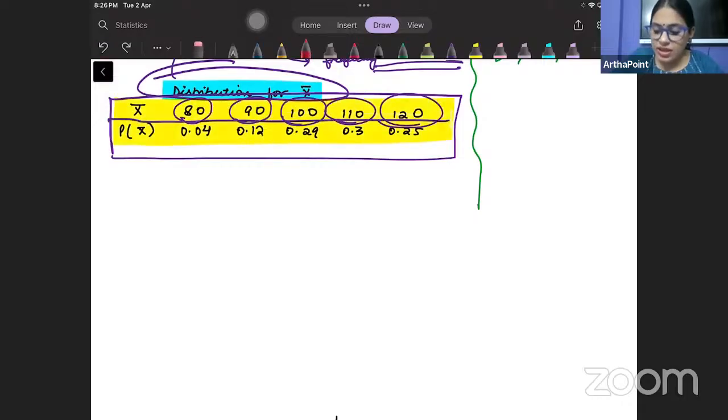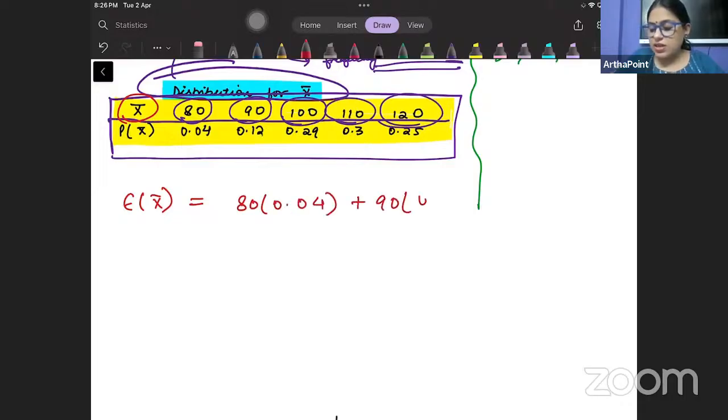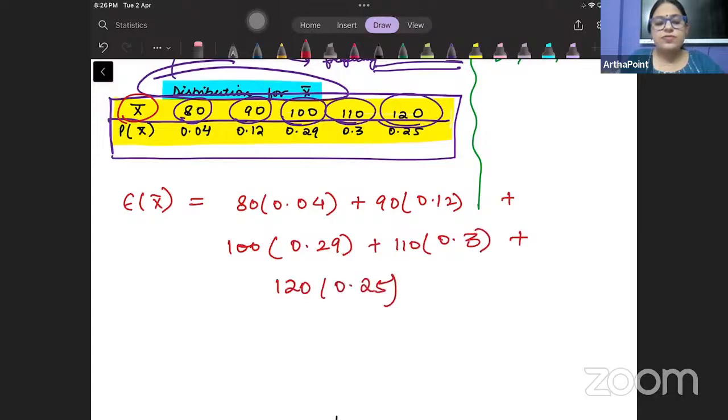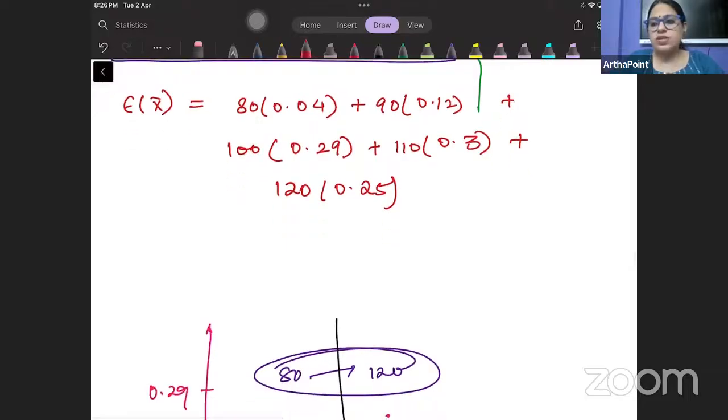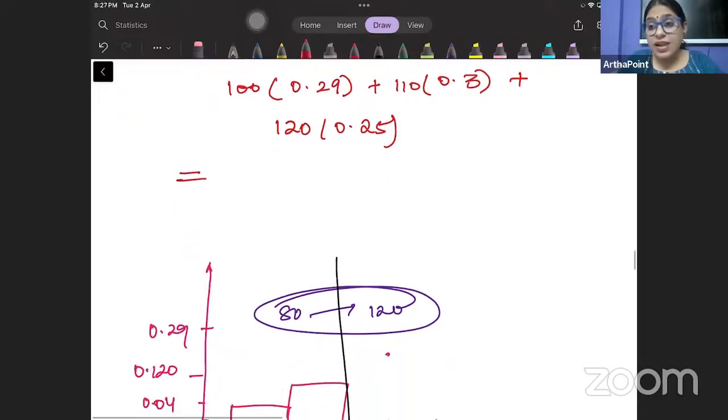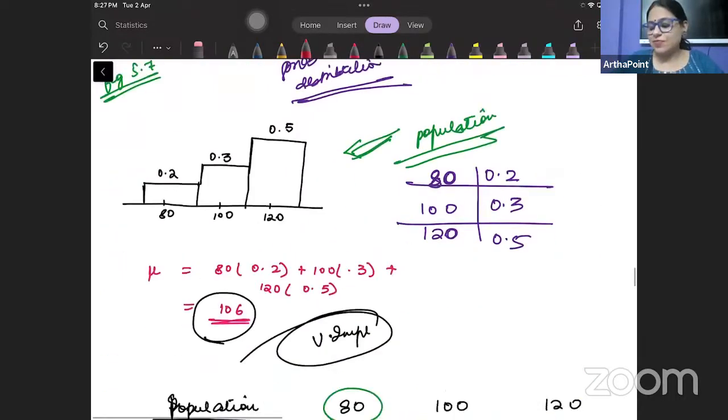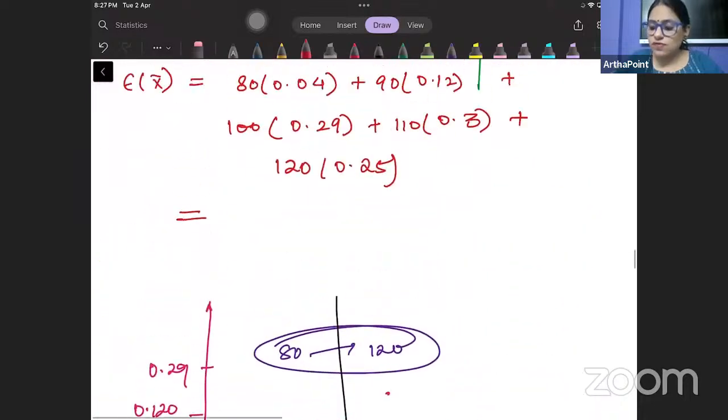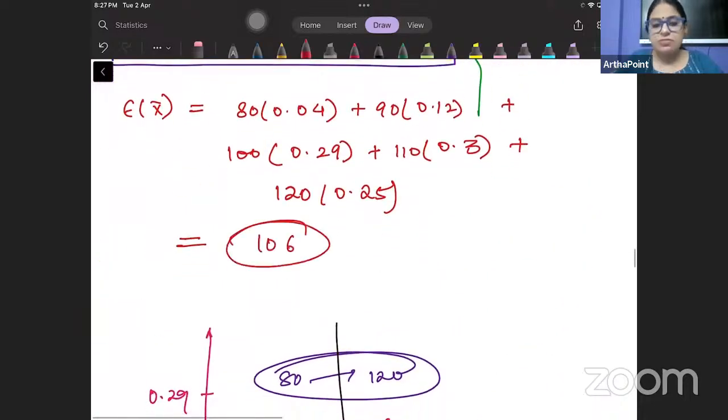तो अगर मुझे इन मीन का मीन निकालना है, if I need to find the expected value of these mean, तो क्या करेंगे बेटा? 80 into 0.04 plus 90 into 0.12 plus 100 into 0.29 plus 110 into 0.3 plus 120 into 0.25. And when you will solve this, आपको रियलाइज होगा कि यहां से जो आपको वैल्यू मिल रही है, द वैल्यू दैट यू आर गेटिंग इज एग्जैक्टली द मीन ऑफ द पॉपुलेशन. आपको इसको सॉल्व करके एग्जैक्टली 106 ही मिलेगा.